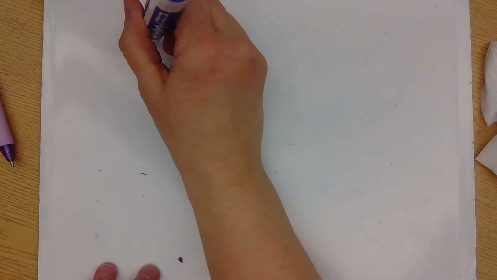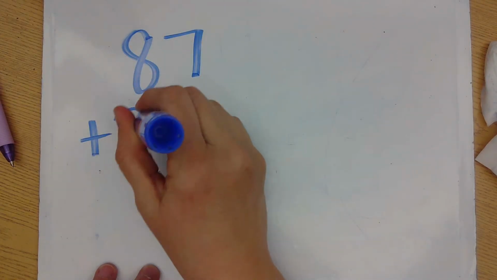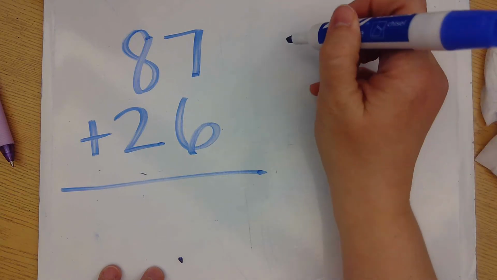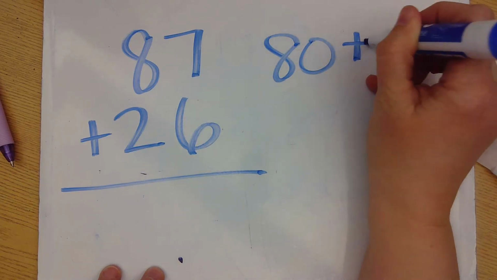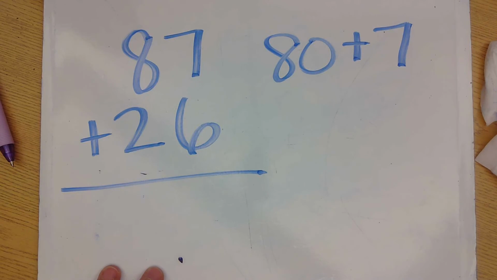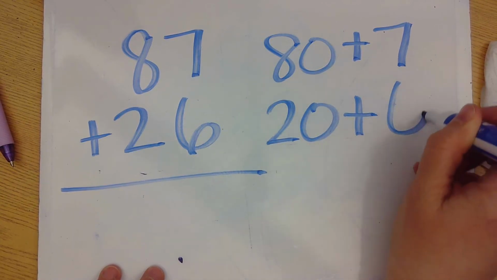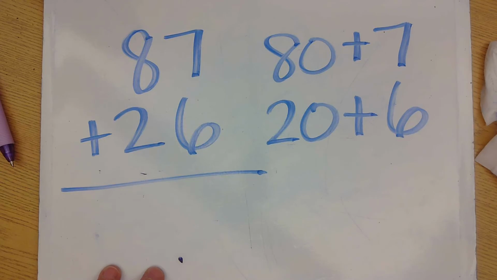Let's take a look at a couple more examples. The next problem I would like you to write down is 87 plus 26. Go ahead and take a moment to expand these numbers. For 87, you should have 80 plus 7. How did you expand 26? Well, that would be 20 plus 6. All that we have left to do is add.